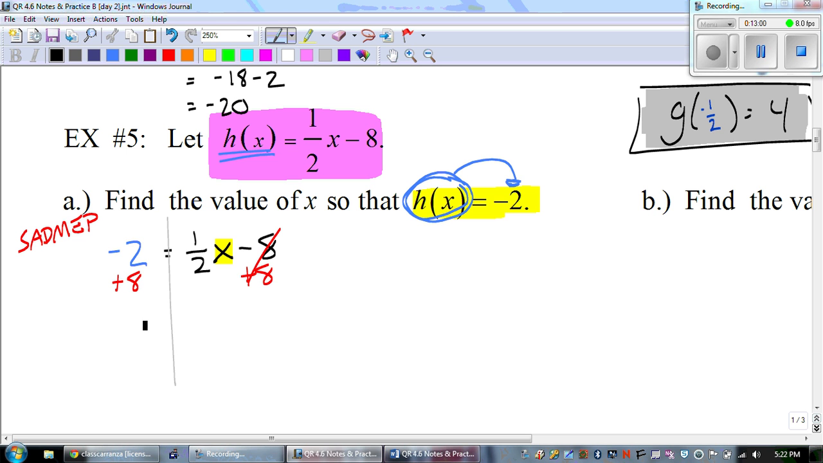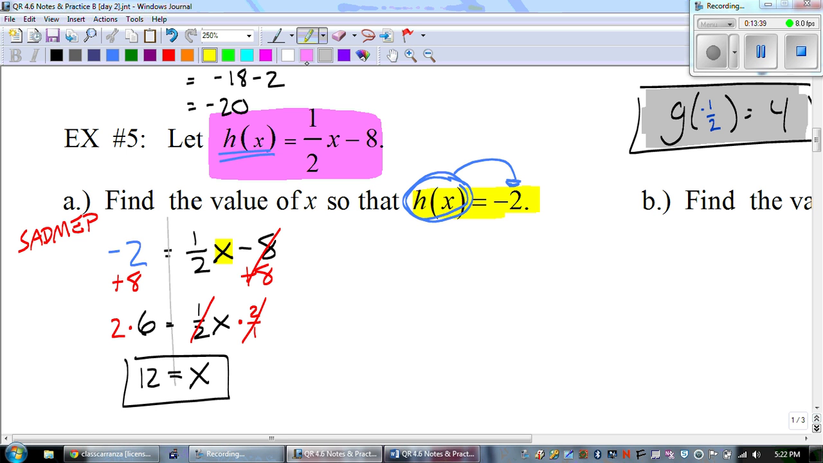-2 plus 8 is, that's right, 6 equals 1/2 x. Now, how do we get the x by itself? Well, it's being multiplied by a fraction, so the opposite of multiplication is division, right? You're right, except we're talking about a fraction. So instead of dividing by a fraction, we always talk about multiplying by the reciprocal. 2 over 1 is the same thing as 2. And 2 times 6 is 12. So we get 12 equals x.